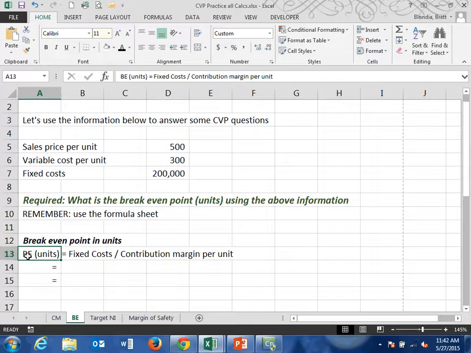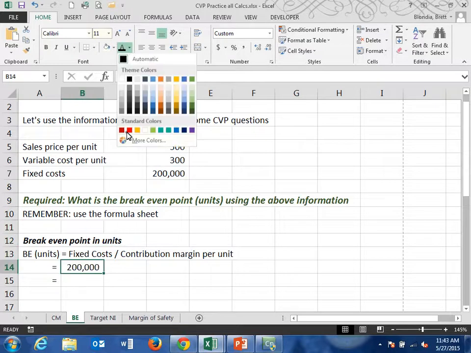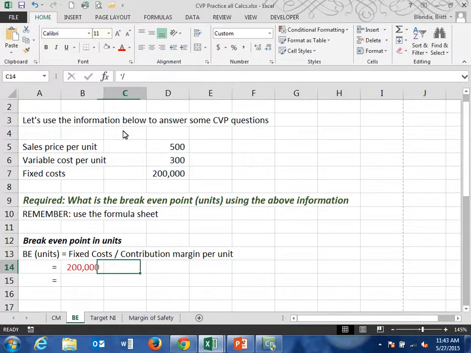So here's my formula. The break-even point equals the fixed costs divided by the contribution margin per unit. Again, like I said, just fill in the information, get the free stuff out of the way. The formula requires us to grab fixed costs, and they gave us that number right here. It's $200,000, so I'm just going to plug that in. Now I have to divide those fixed costs by my contribution margin per unit, which unfortunately the question has not given me.